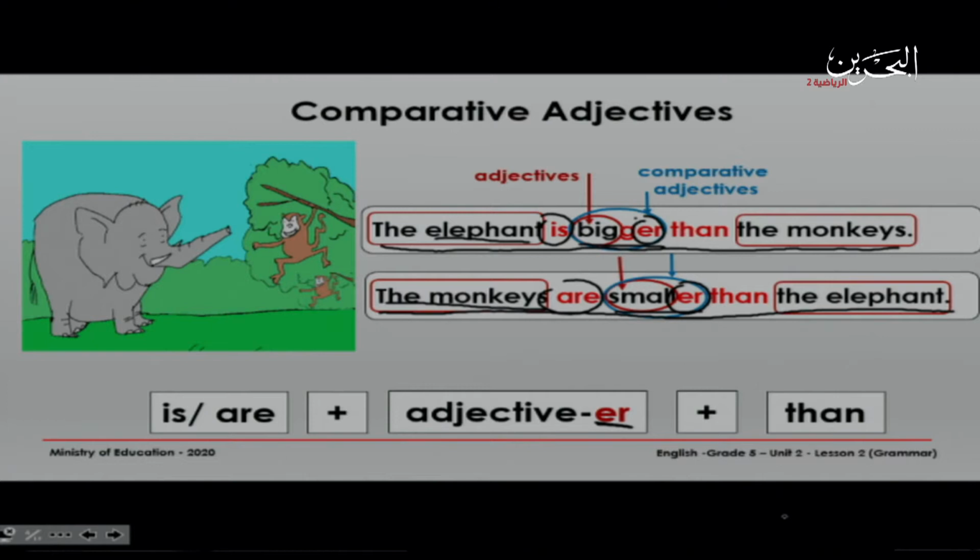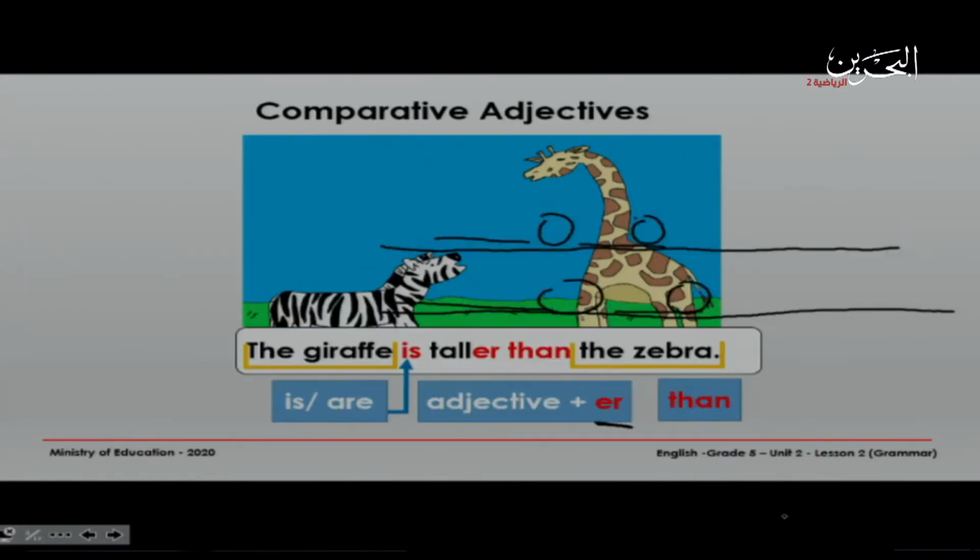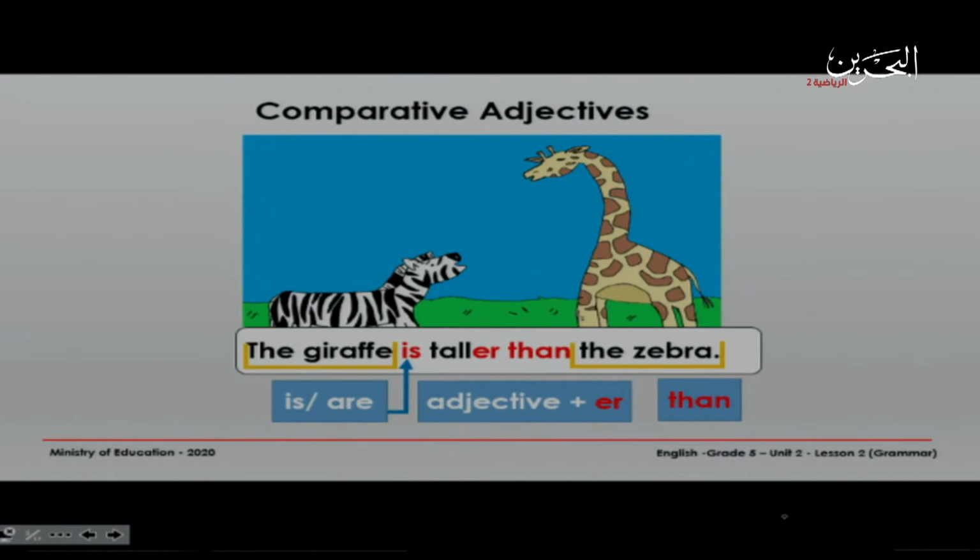Then you have to add the word than. Look here, bigger than the monkeys, smaller than the elephants. Is it easy? We will learn more. We have one more example. Look at the picture. We have a zebra and a giraffe. Now we will compare between these two animals.